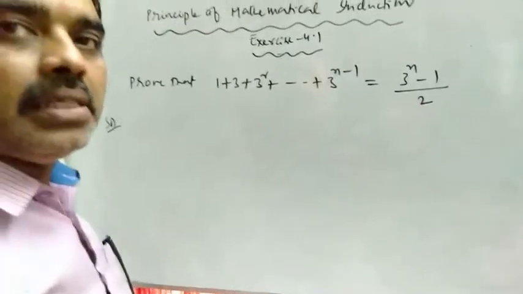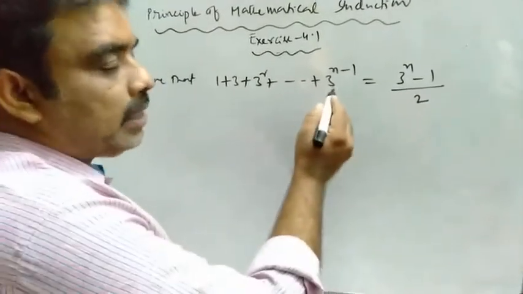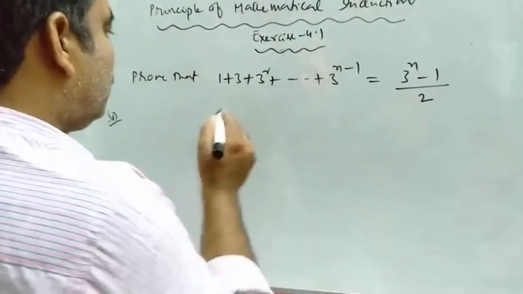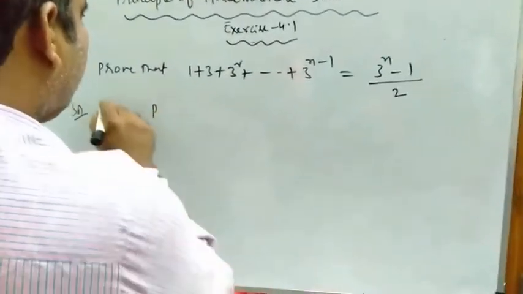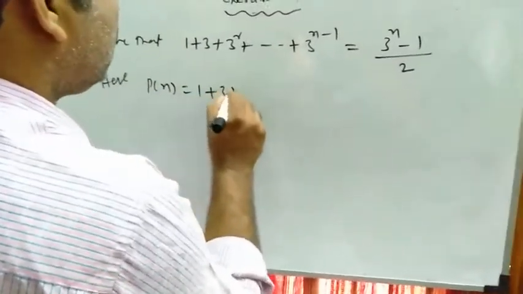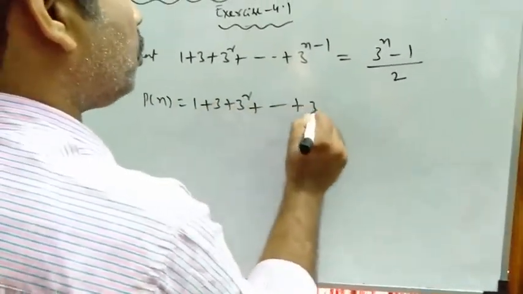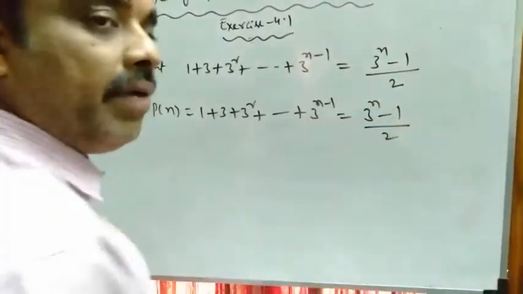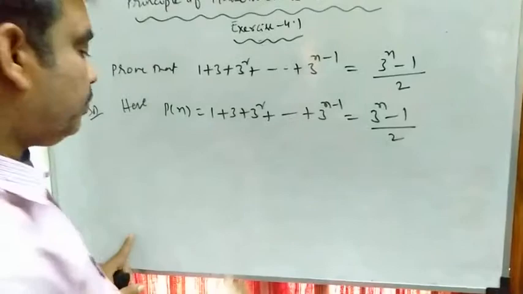1 plus 3 plus 3 square plus so on plus 3 power n minus 1 is equal to (3 power n minus 1) by 2. So here, given P of n, the given statement is 1 plus 3 plus 3 square plus so on plus 3 power n minus 1 is equal to (3 power n minus 1) by 2.